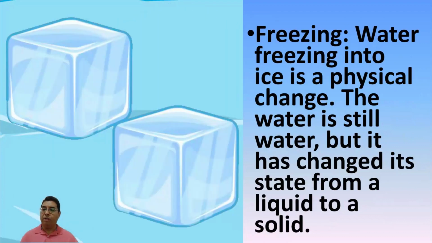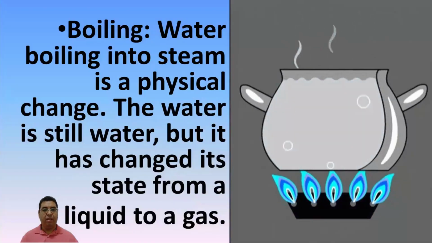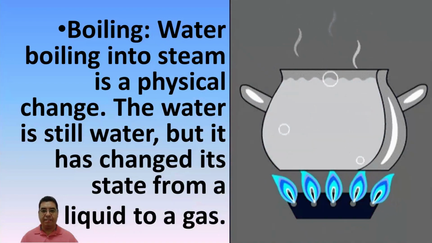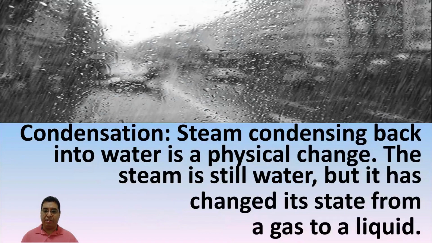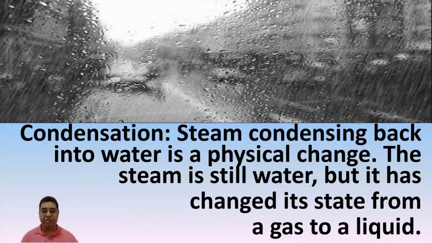Freezing. Water freezing into ice is a physical change. The water is still water, but it has changed its state from a liquid to a solid. Boiling. Water boiling into steam is a physical change. The water is still water, but it has changed its state from a liquid to a gas. Condensation. Steam condensing back into water is a physical change. The steam is still water, but it has changed its state from a gas to a liquid.